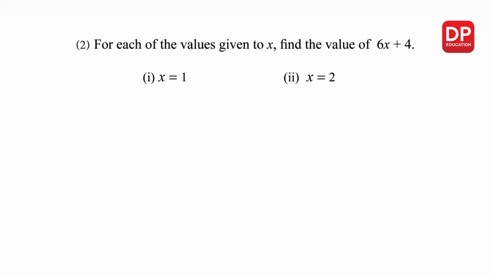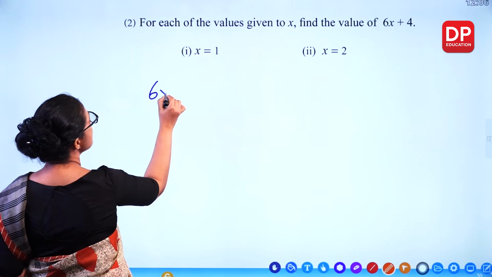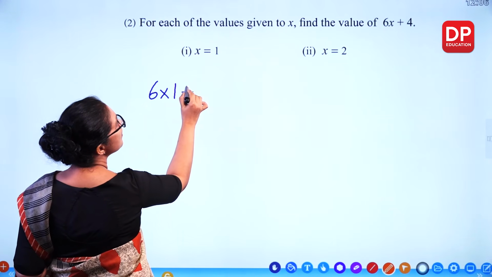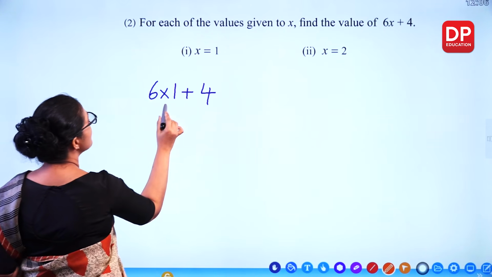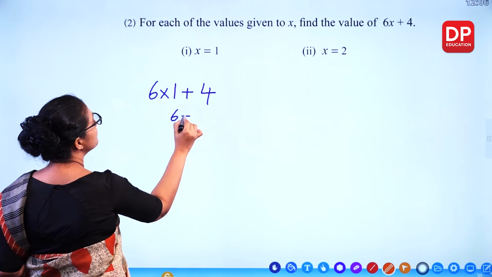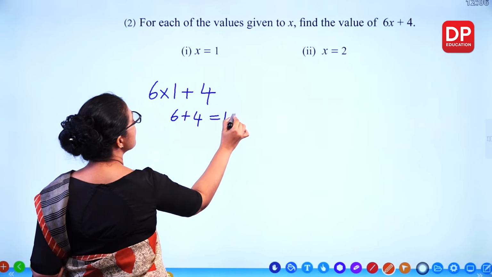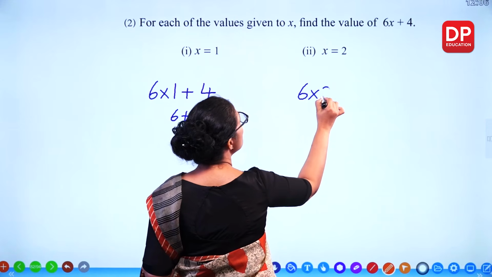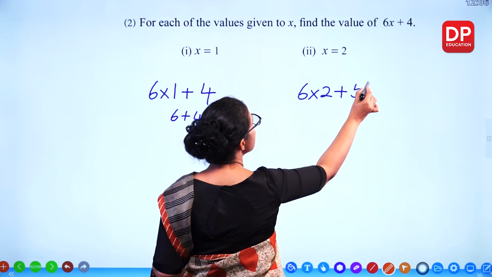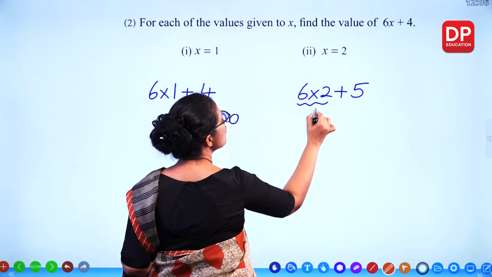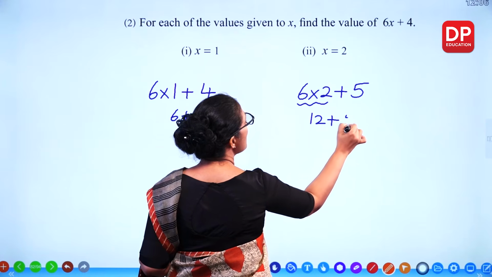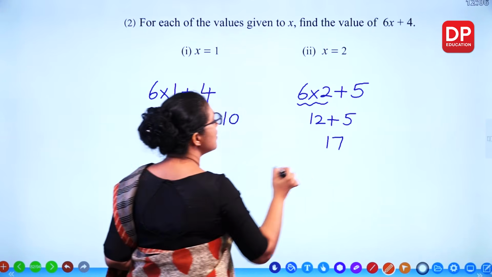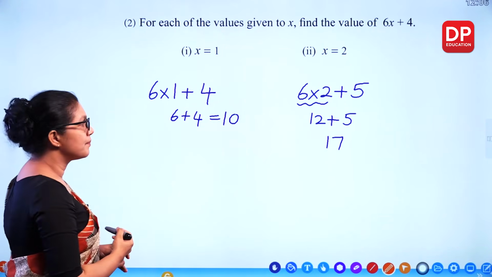For each of the values given to x, find the value of 6x plus 4. 6x, x is 1, plus 4. 6 plus 4, you get 10. 6 times 2 now, because x is 2. 6 times 2, 12. 12 plus 5, you get 17.